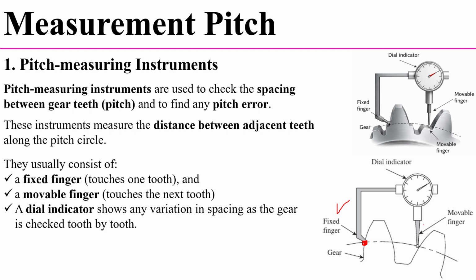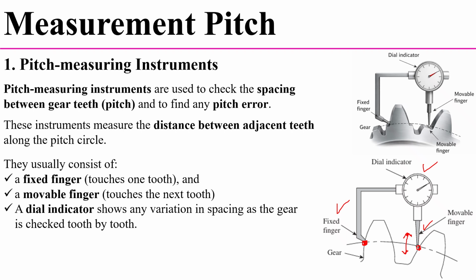This is the movable finger which moves up and down, above or below the pitch circle. It also touches the next tooth, and it is connected to the dial indicator. The dial indicator shows any variation in spacing as the gear is checked tooth by tooth. So let's see the procedure.